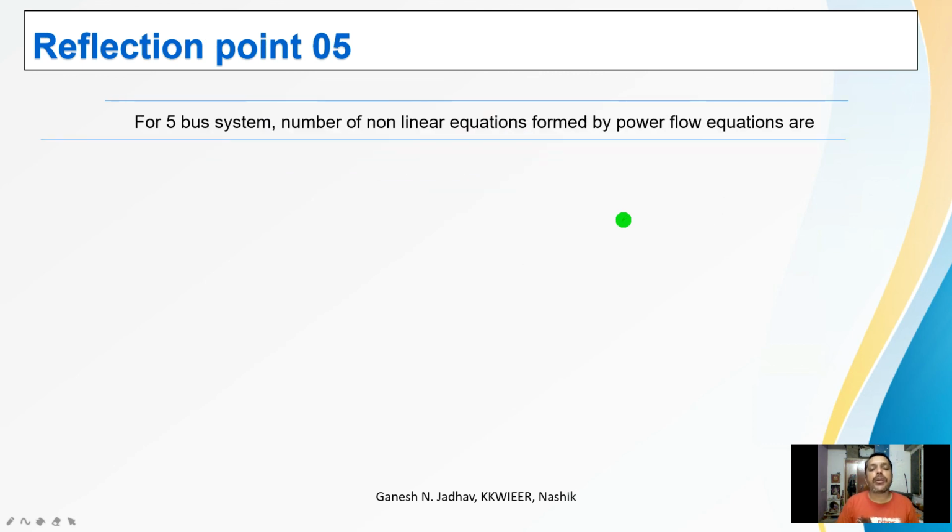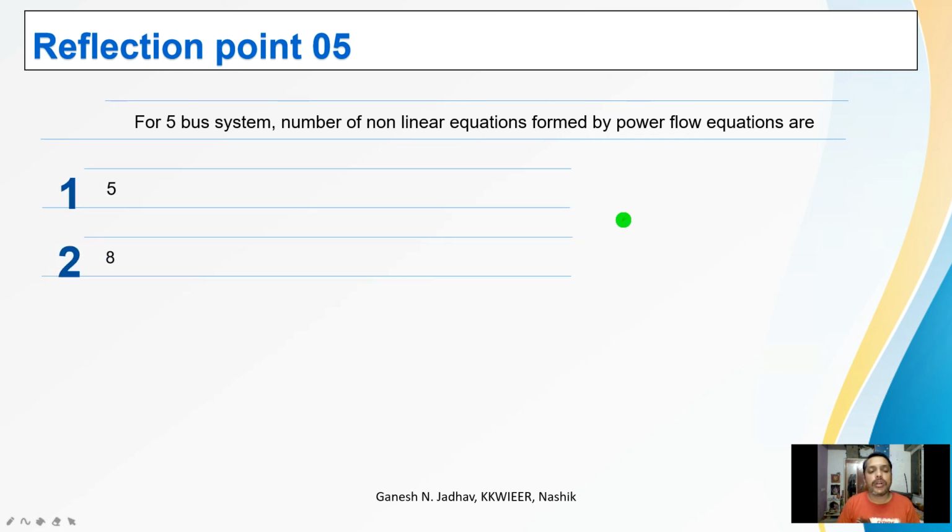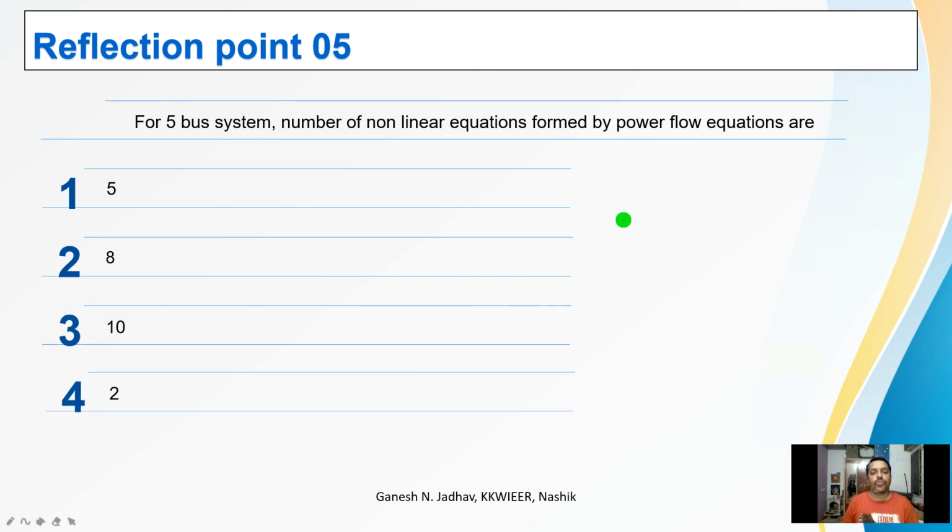For a 5-bus system, the number of non-linear equations formed by the power flow equations are: 5, 8, 10, or 2? So how many non-linear equations will be formed by power flow equations for a 5-bus system? Pause the video and guess the answer. Hope you got the answer.